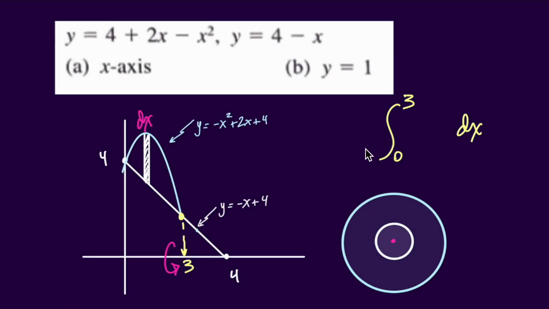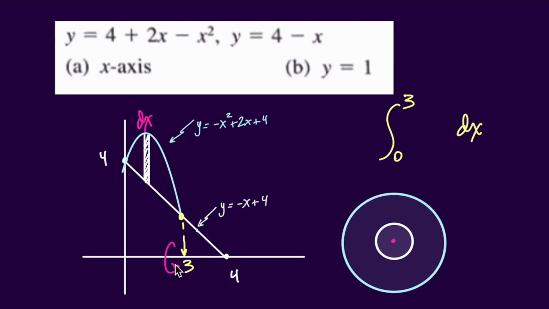Now that we have our limits of integration, and we know we're going from x equals 0 to x equals 3, let's go ahead and build our integral. Folks, the fact that this rectangle does not come down all the way to the axis of rotation means this is going to be a hole. So we're going to be dealing with a washer situation. So we're going to need to find the length of 2 radii.